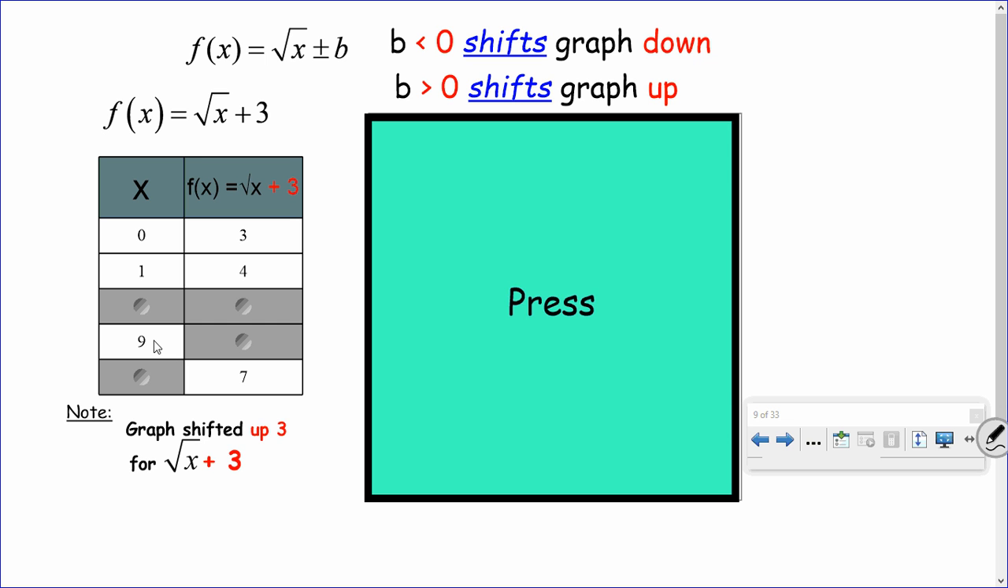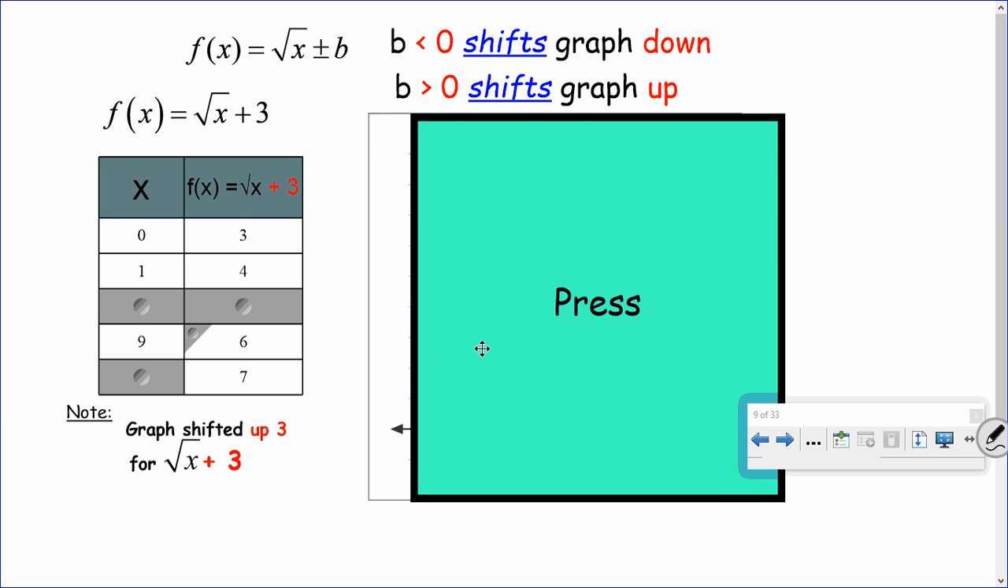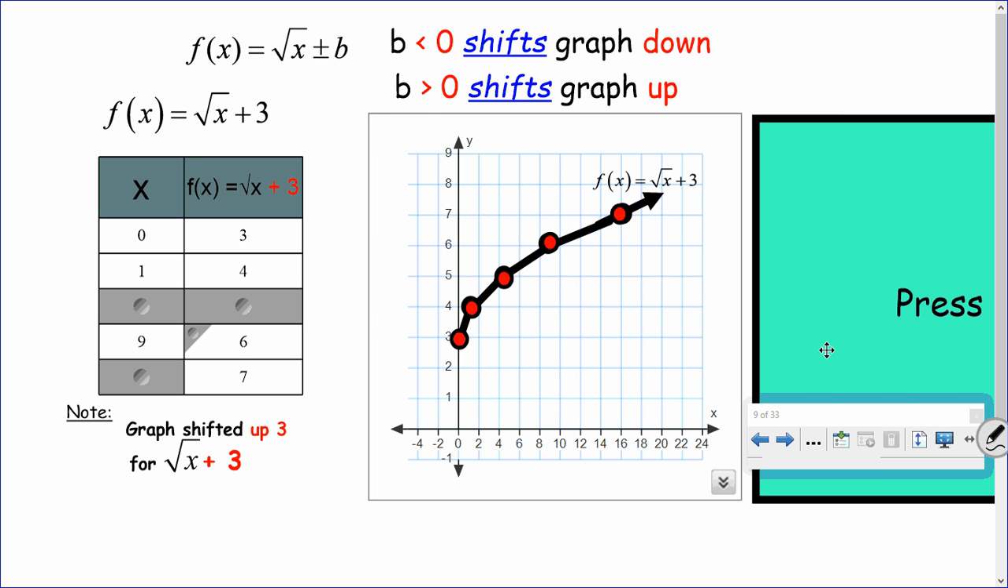If we take 9, what's the square root of 9? If you said 3, that's correct, and 3 plus 3 equals 6. So let's graph those points, and notice what's going to happen. It will cause a shift upwards. So I graph those points. 0, 3 is up here now.